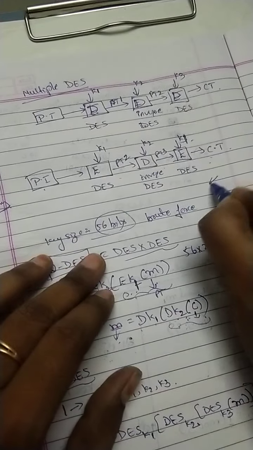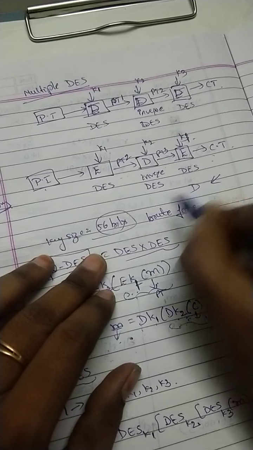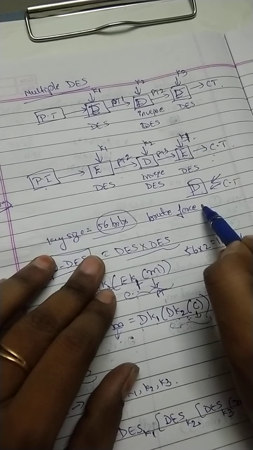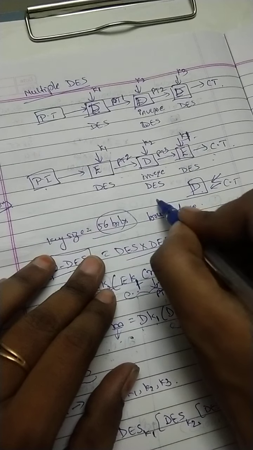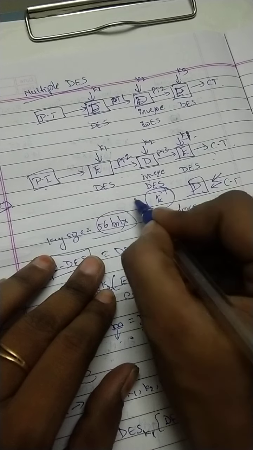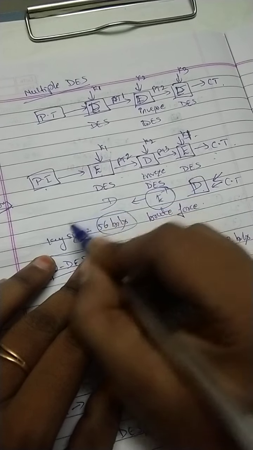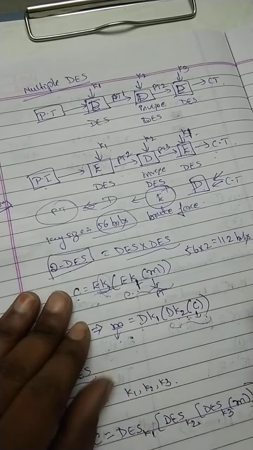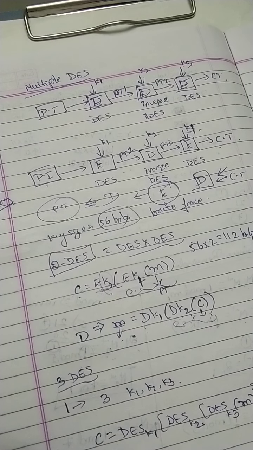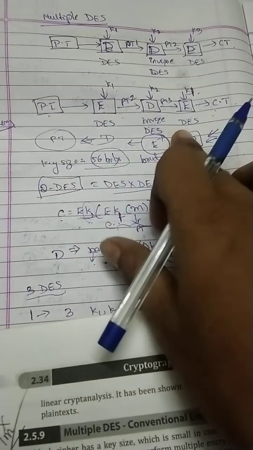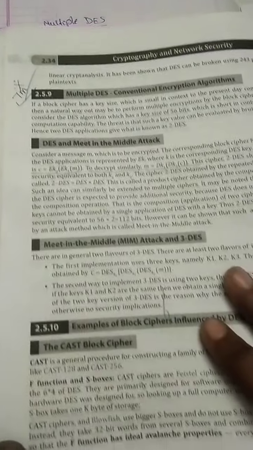Now the revised process is the decryption process, the ciphertext to plain text conversion. Firstly we use decryption, next the inverse encryption DES algorithm, then again decryption. Then you will get your plain text. So this is the process of the multiple DES algorithm. They didn't give much in the textbook, so you can write this diagram and explain it if they ask for more marks.